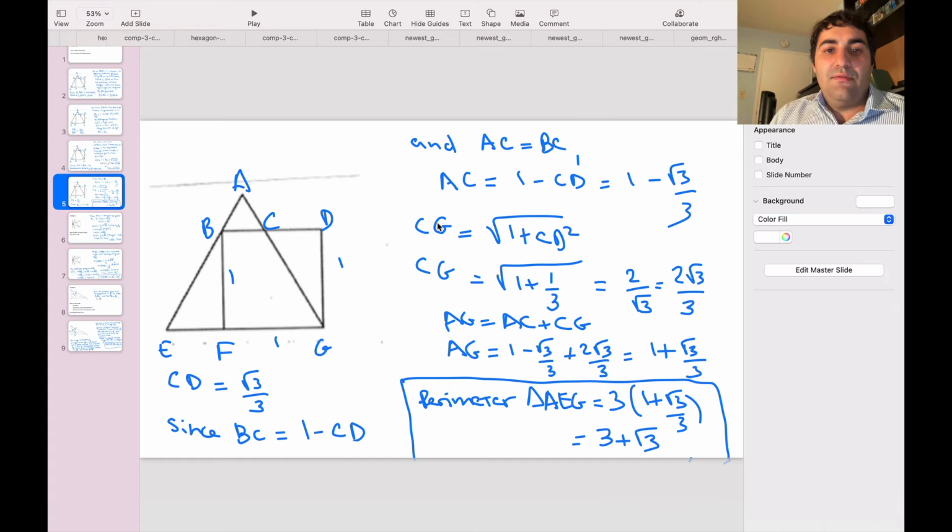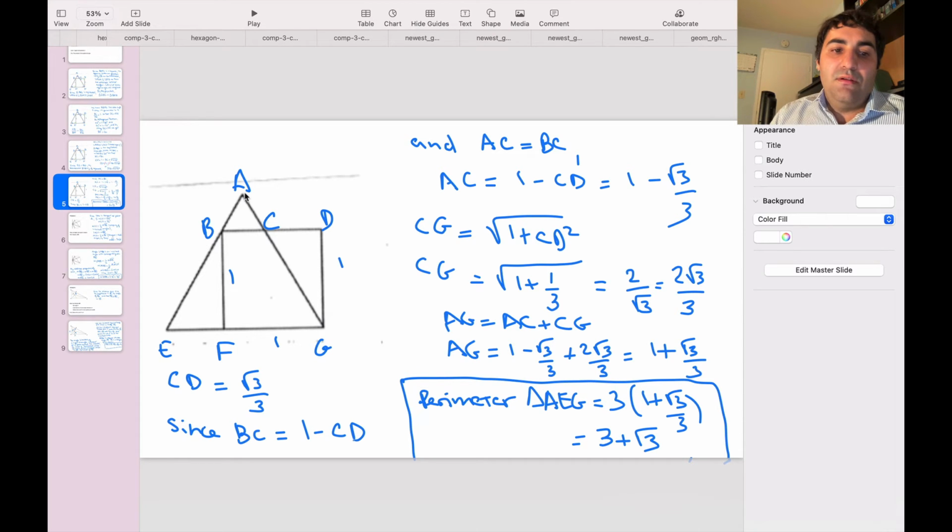Now, if we want to find the length of CG, we just plug in what we know about the length of CD into this formula. We get length of CG is equal to 2 times root 3 over 3. So finally, we can find the length of a side of the equilateral triangle. Length of segment AG is equal to length of segment AC plus length of segment CG. So if we substitute what AC is and what CG is and simplify, we get length of segment AG is going to be 1 plus square root of 3 over 3.